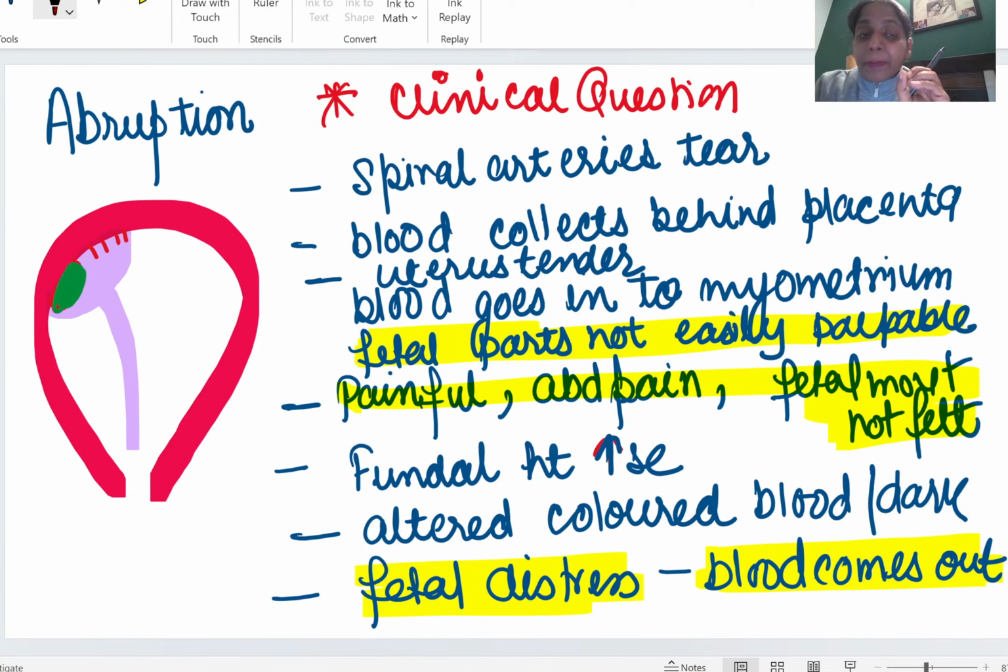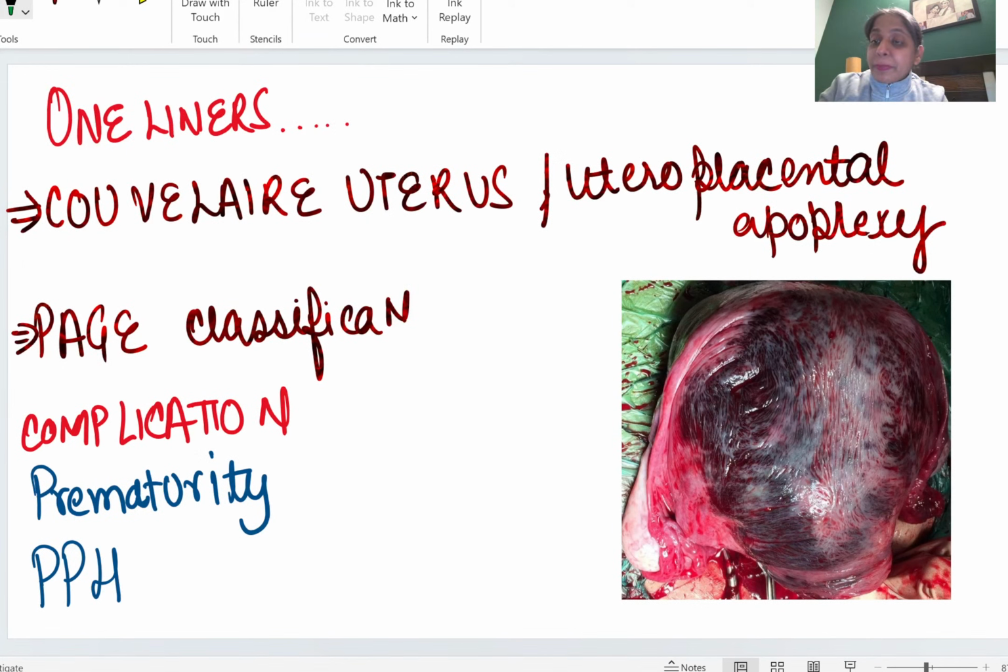Just remember, when the spiral artery tears, the blood will collect behind the placenta. See here in the diagram, it has been shown that the blood has collected, in the green color. The blood gets collected behind the placenta when spiral arteries tear. What will happen? This blood will go into the myometrium. Now when this blood goes into the myometrium, what will happen? See, here in the picture, blood has gone into the muscle, the myometrium.